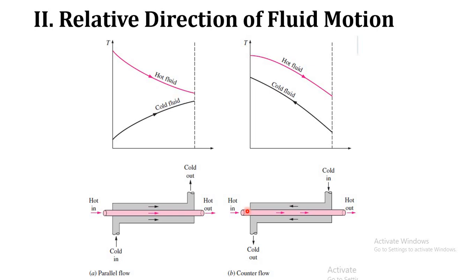Here, both fluids enter into the heat exchanger at the opposite sides, and move in the opposite direction. Here you can see the hot fluid enters into the heat exchanger at this end and moves in the forward direction through the inner tube, but the cold fluid enters into the heat exchanger at the opposite side, moves in the opposite direction, and exits at the other side.